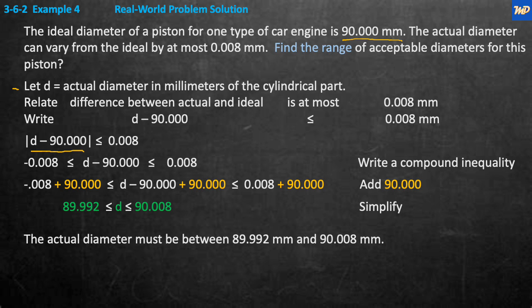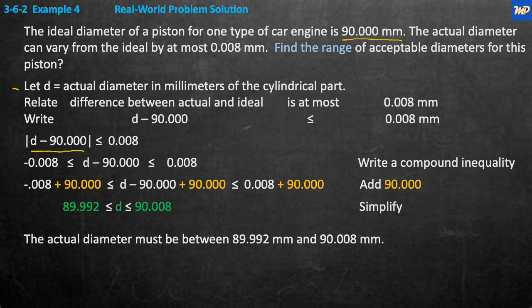So now we're going to solve this in the same way we solved the other ones. We're going to solve this by writing this with the negative 0.008. We're going to say negative 0.008 is less than or equal to D minus 90.000, which is less than or equal to positive 0.008. So you've got the negative on the one side and the positive on the other. That's the difference, a negative difference or a positive difference.